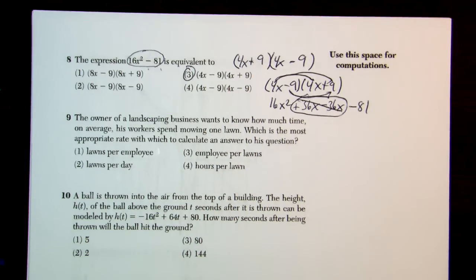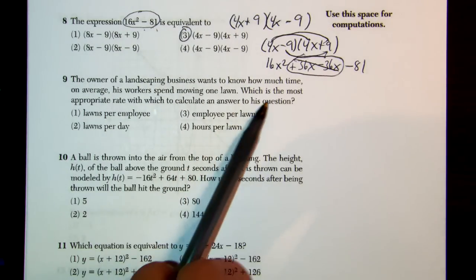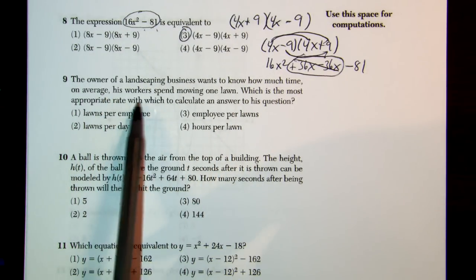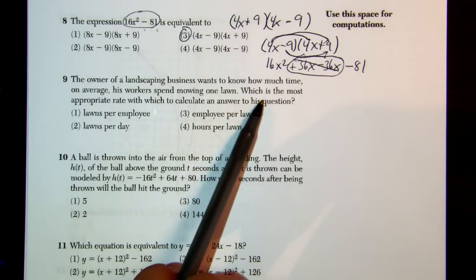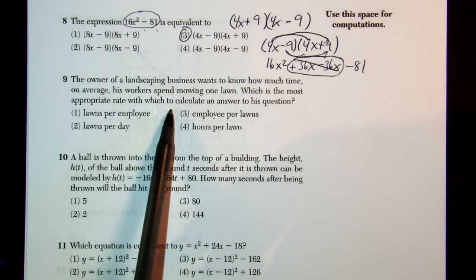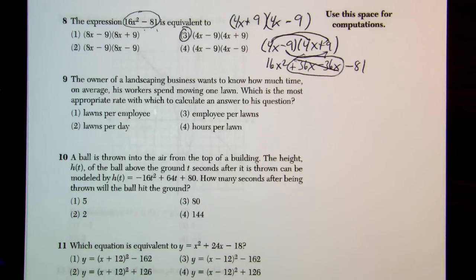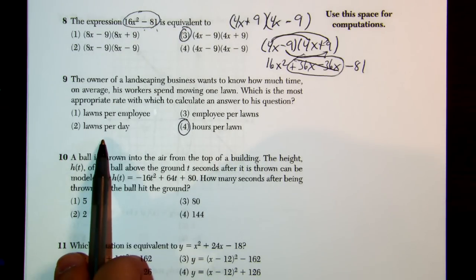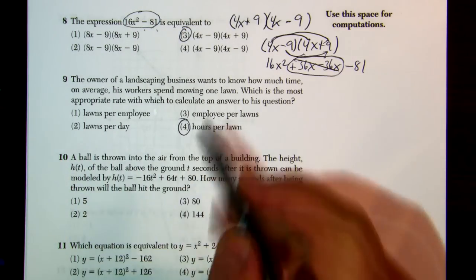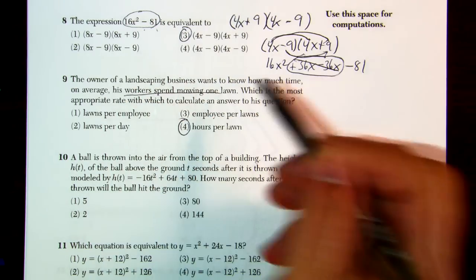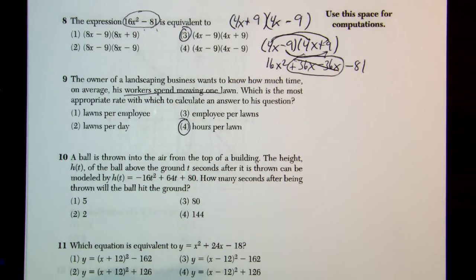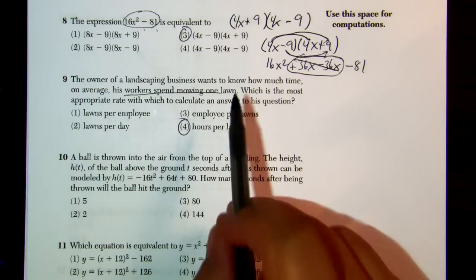Alright, number 9. The owner of a landscaping business wants to know how much time on average his workers spend mowing one lawn. Which is the most appropriate rate for which to calculate an answer to his question? So number 9 is going to be choice 4. How many hours per lawn are your workers taking? That is going to be the most appropriate. Okay, lawns per day, he doesn't care because he wants to know how much time his workers are spending mowing a lawn. So that's going to be your hours per lawn. Okay.